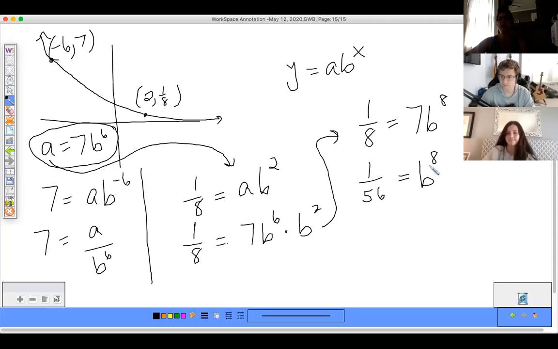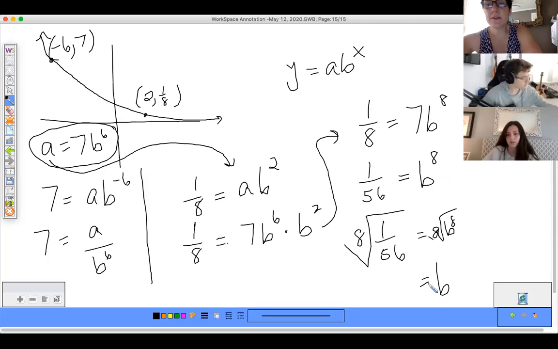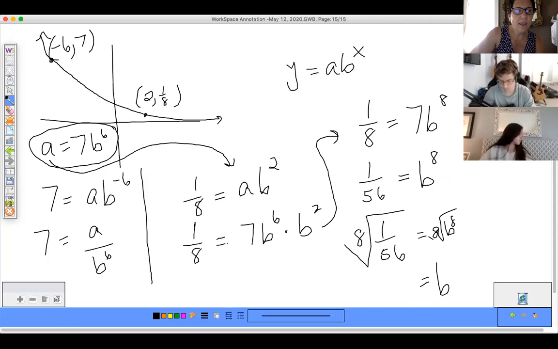Okay, so now this is b to the 8th. To undo b to the 8th, I have to take the 8th root. Say it all with me: the 8th root of 1/56. And the 8th root of b to the 8th is just going to be equal to b on this side. So we go to our calculators.